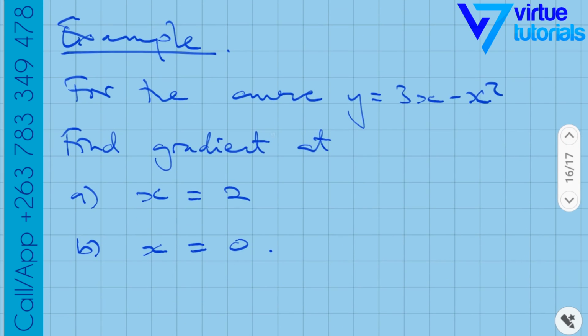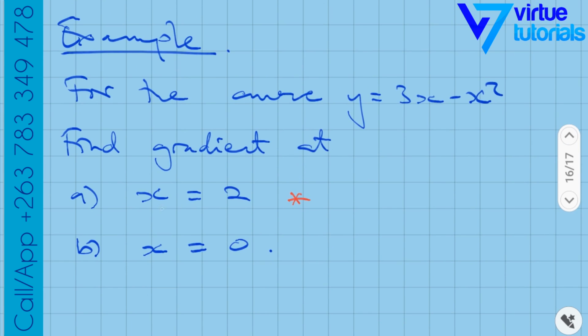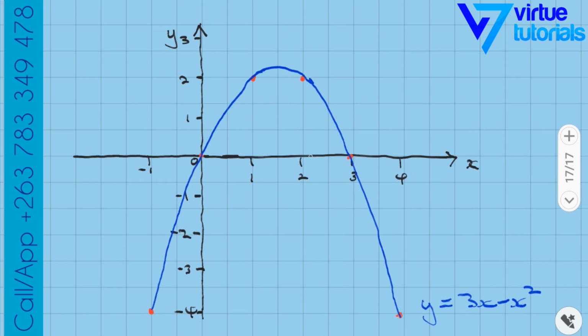So now, this is an example. For the curve y is equal to 3x minus x squared, find the gradient at x is equal to 2 and find the gradient at x is equal to 0. So we're going to start off with the first one. The first thing is to locate the desired point. We're told to find the gradient at x is equal to 2, so let's look at where x is 2.